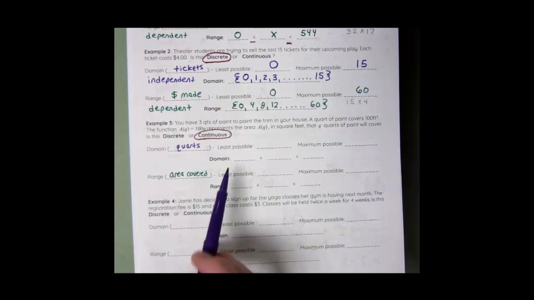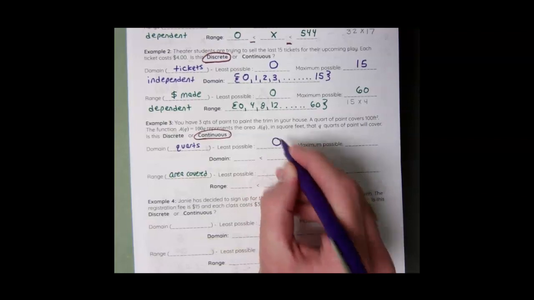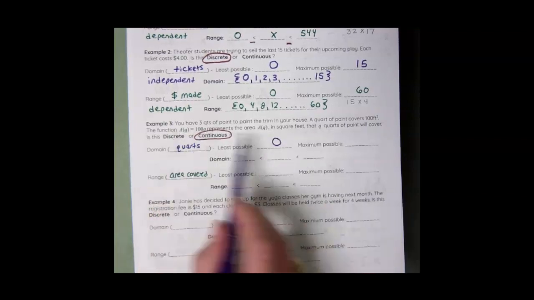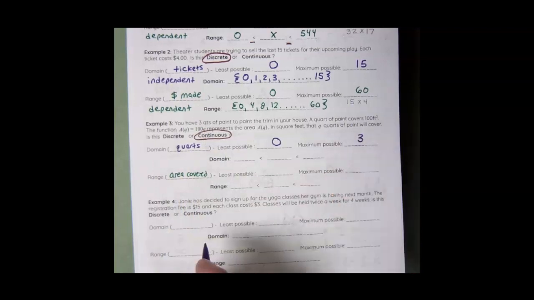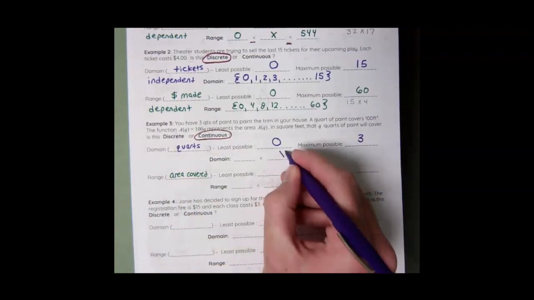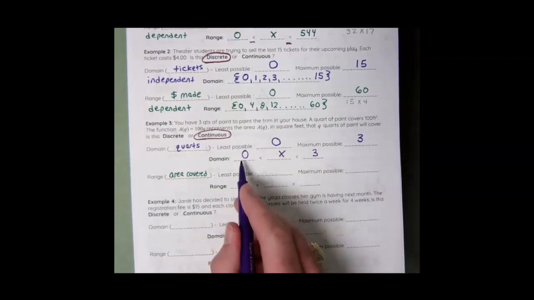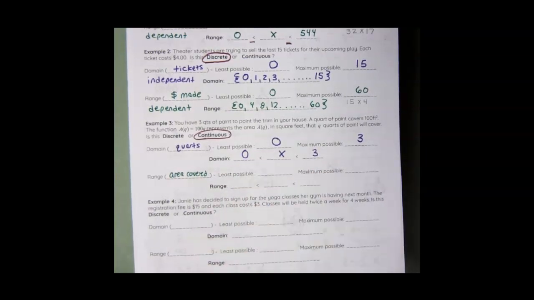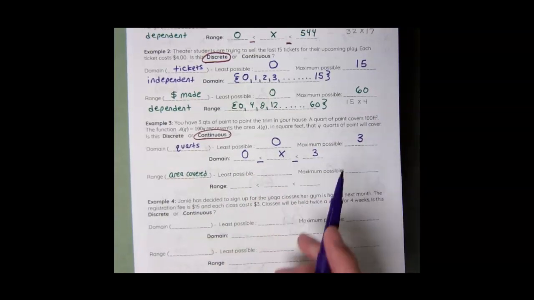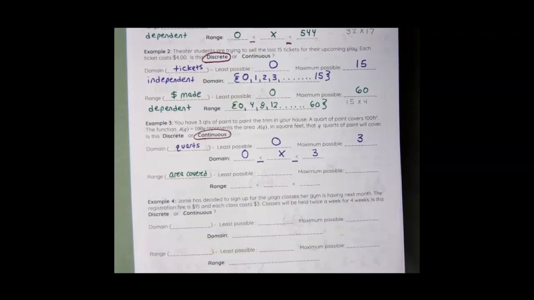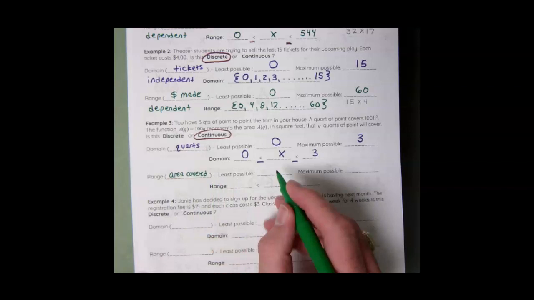So what's the least possible number of quarts you can have? Well, you could have 0 quarts of paint. Maximum possible, well, we have 3. We could have 3 quarts of paint. For domain, remember you put x in the middle, 0 on the left, 3 on the right. Smaller, bigger. Now these would be or equal to as well, because you could have exactly 3 quarts, you could have exactly 0.